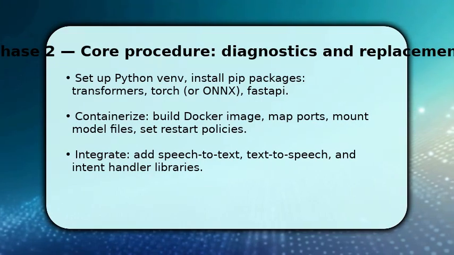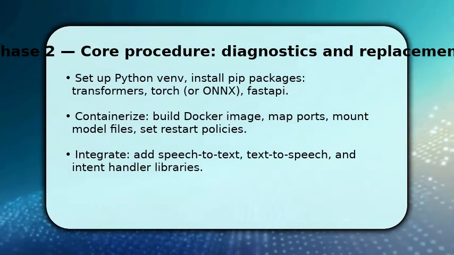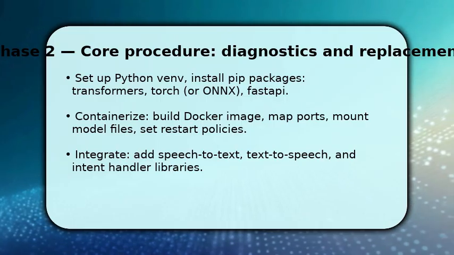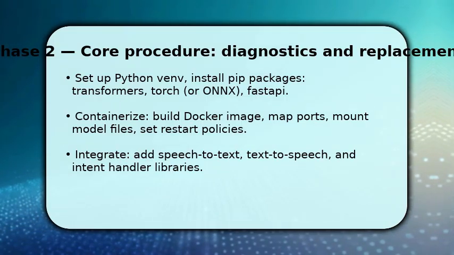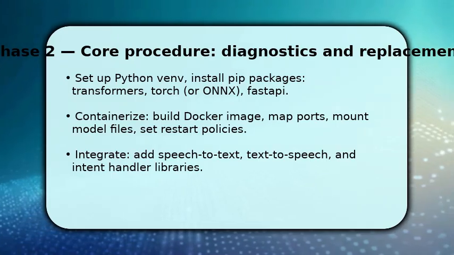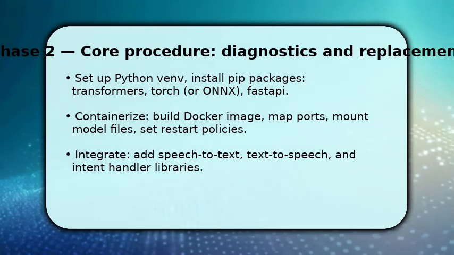You now install and connect the stack. Create a Python virtual environment, pip install transformers, Torch or ONNX runtime, and FastAPI. This gives you the runtime and web layer. Once done, containerize with Docker.